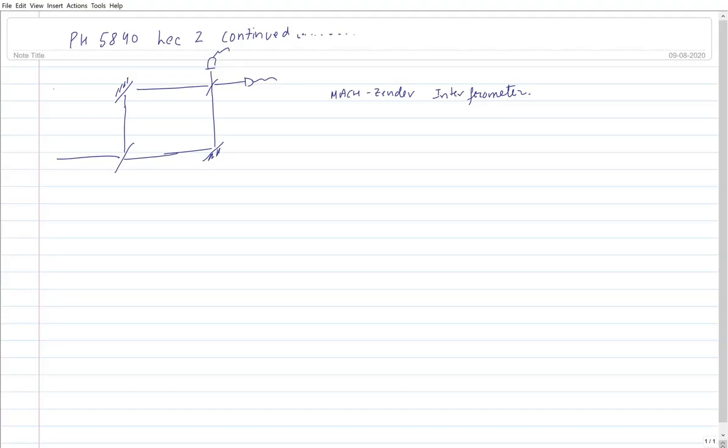Now, the way I have set it up, either the photon can come through this way, or the photon can come through this way. I'm just considering one photon at a time. So, one photon, either it comes from the upper port or it comes from over here. And this is my beam splitter.